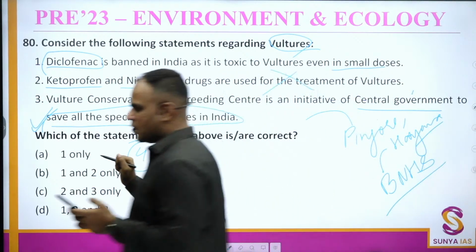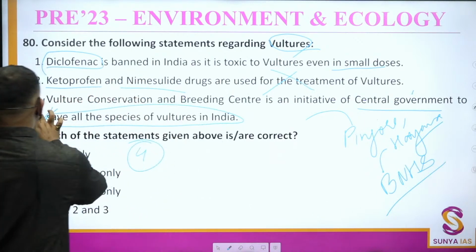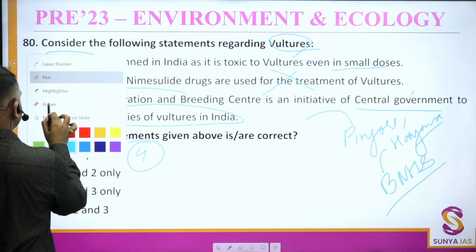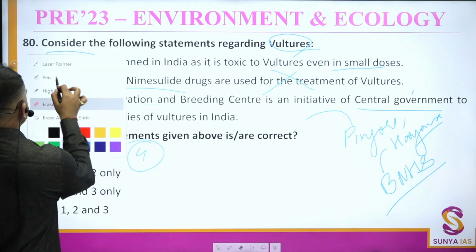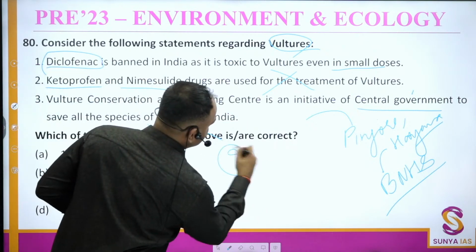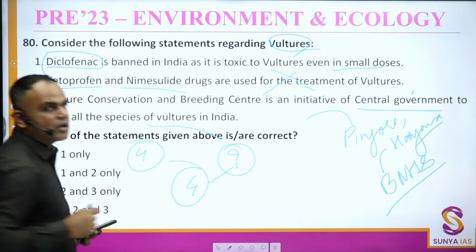And secondly, one more thing I want to add here. In India, you find 9 species of vulture. Out of them, 4 are critically endangered.